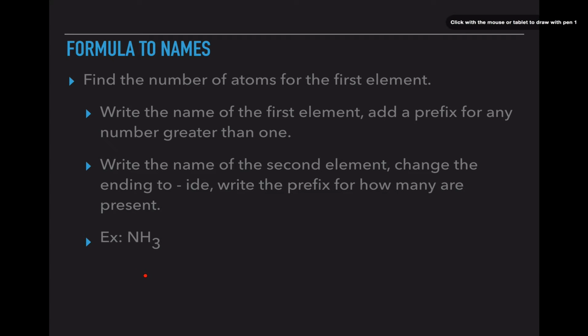So for this example, we have nitrogen, and I'm going to put a little line out front just like I did in the past to remind me that I might need a prefix. This is hydrogen, which changes to hydride, H-Y-D-R-I-D-E. I'm going to put a line out front to remind me that I might need a prefix.